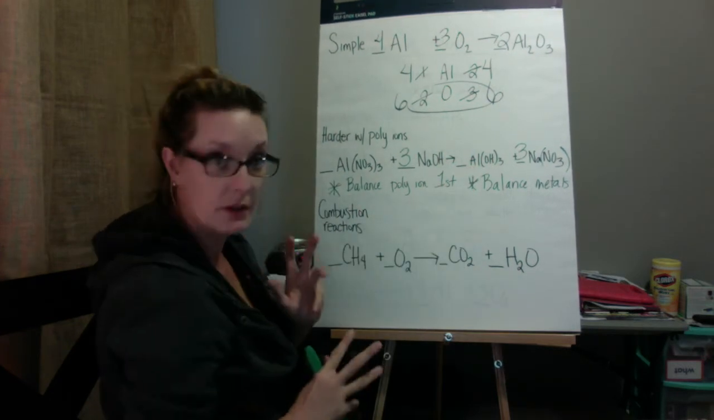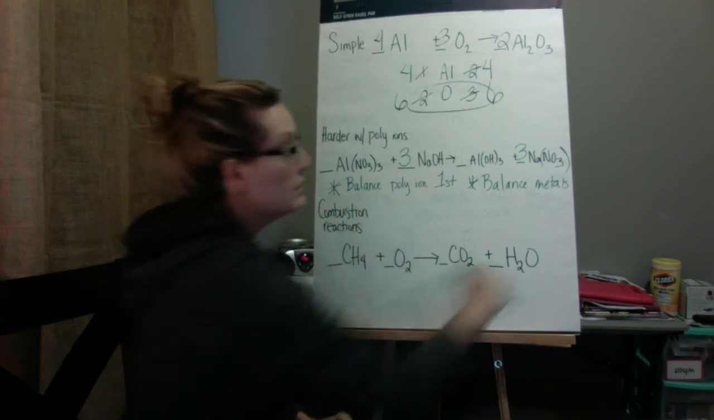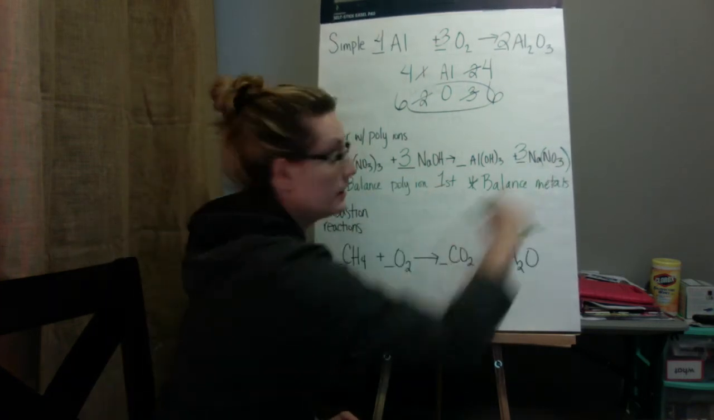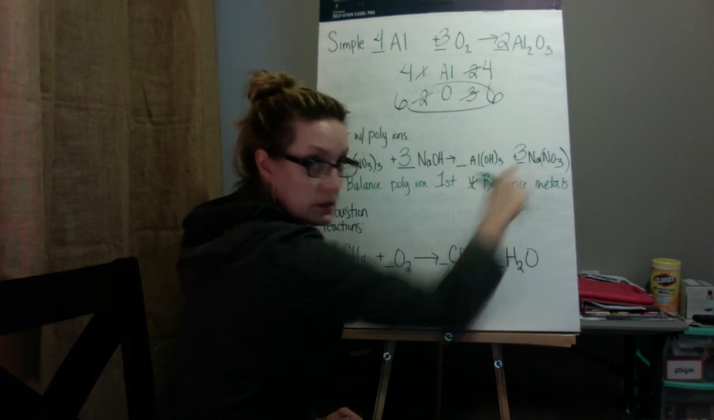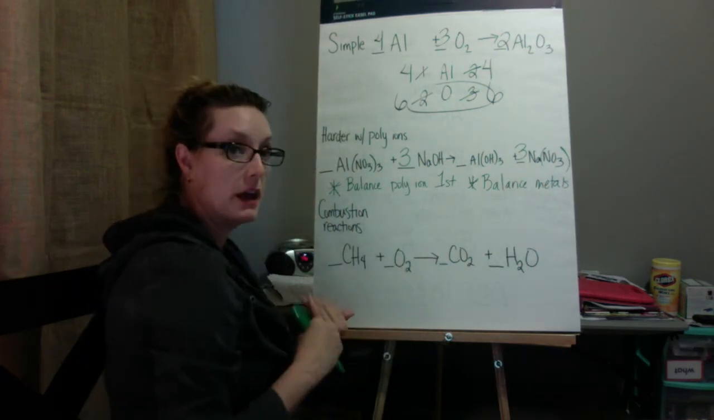Then I'm going to check my sodiums. On the left, I had to fix hydroxide, and I got 3 sodiums. On the right, I had to fix nitrate, and I ended up with 3 sodiums. So my balancing happened while I was fixing something else, and that happens a lot.